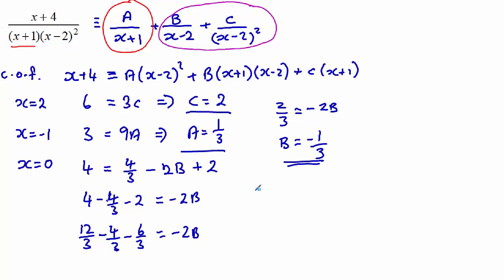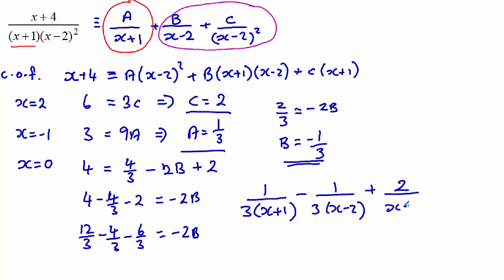So A is 1/3, so we'd have 1 over 3(x plus 1). B is -1/3, so we'll have minus 1 over 3(x minus 2). And C is 2, so we've got 2 over (x minus 2) all squared.